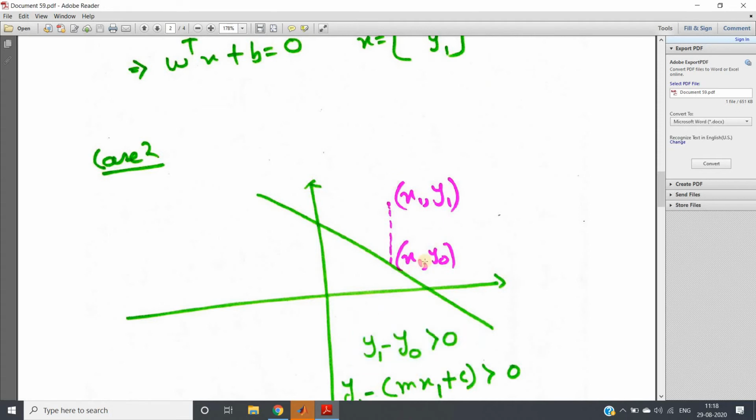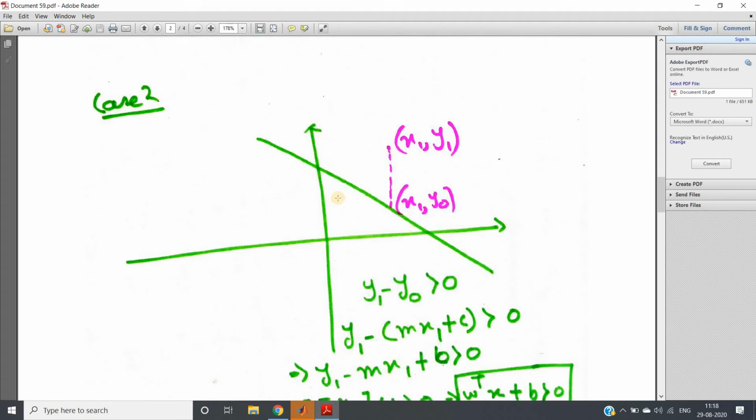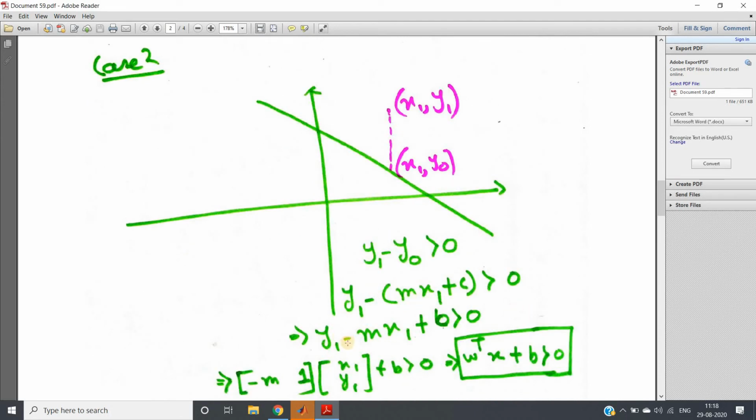Now what is y0? y0 is nothing but this line's equation. If you consider y equal to mx plus c, and x1, y0 is placed on this line, we can say y0 equals mx1 plus c. So replace that and you get y1 minus (mx1 plus c) greater than 0. Remove the bracket and you get y1 minus mx1 minus c greater than 0. Replace minus c with b, and you get y1 minus mx1 plus b greater than 0.